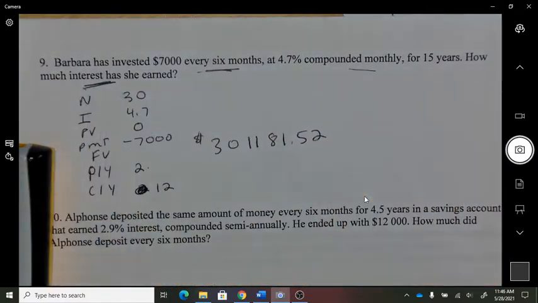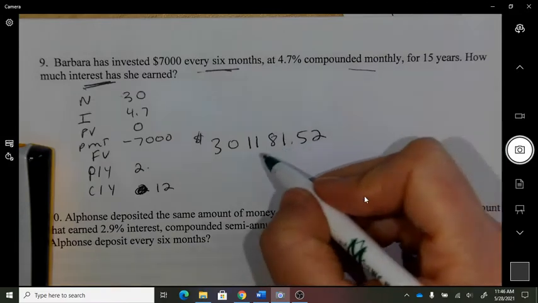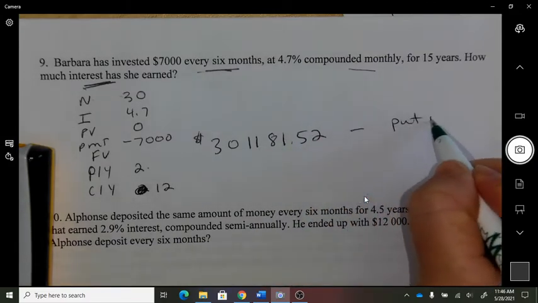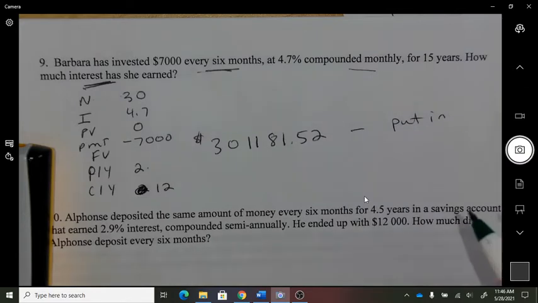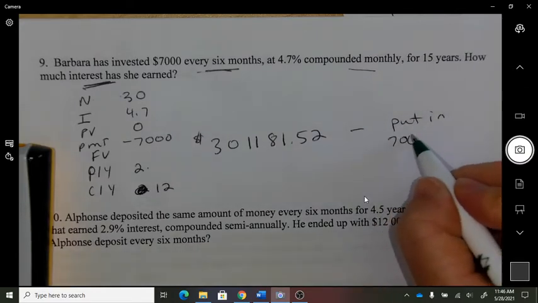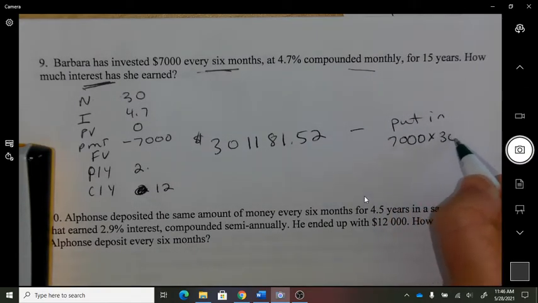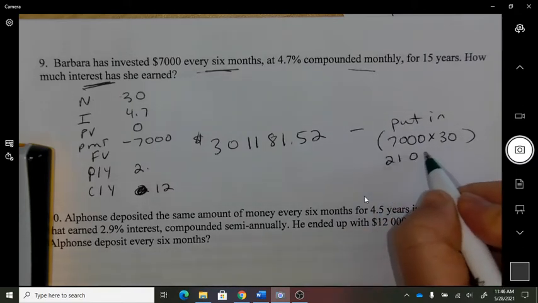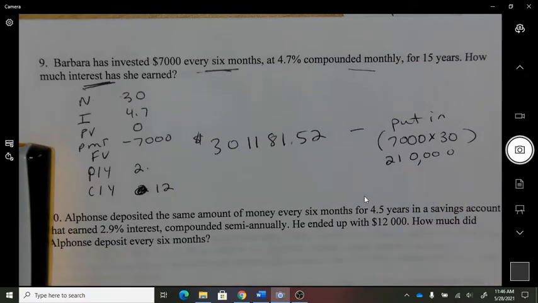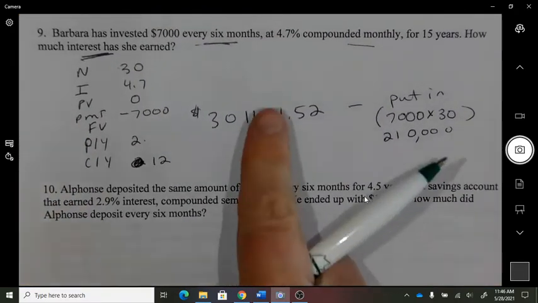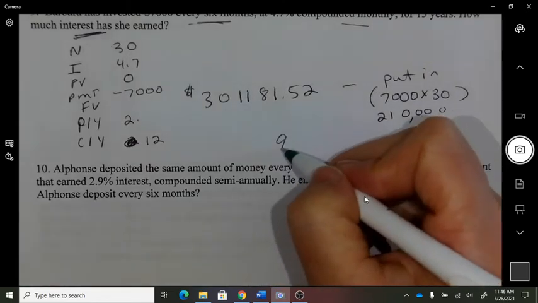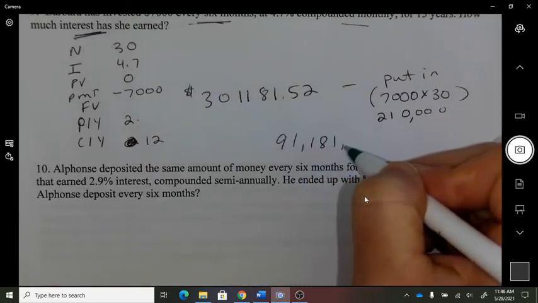How much interest did you earn? So we ended up with this. What did we all put in? So we put in $7,000, but don't forget we did that 30 times. So that's how much money we put in. So what we ended up with, subtract what we put in, and that's the interest that we've earned.